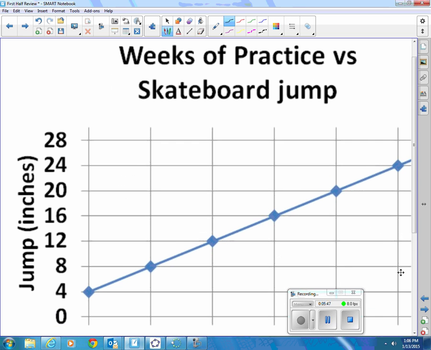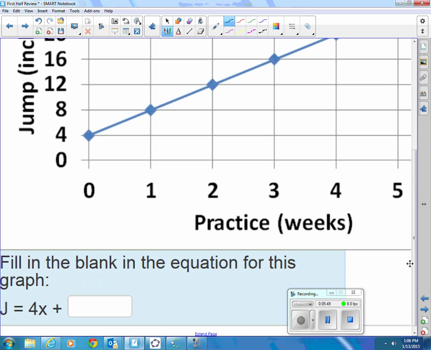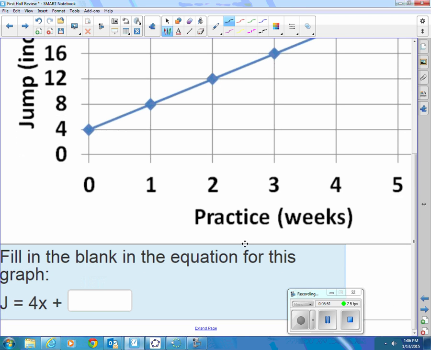Okay, so let's do that same thing. They tell us that it's increasing by 4, and we just have to know where it crosses the y-axis. We can read that straight off the graph because we have 0 weeks right there, so we know that that would be a 4. Increasing by 4 each week also, but they were asking for the y-intercept.